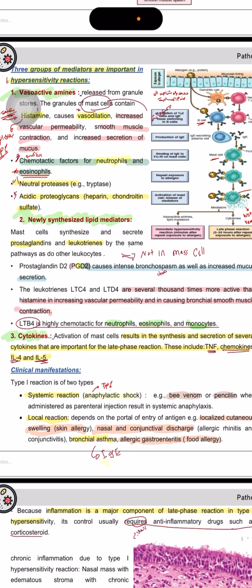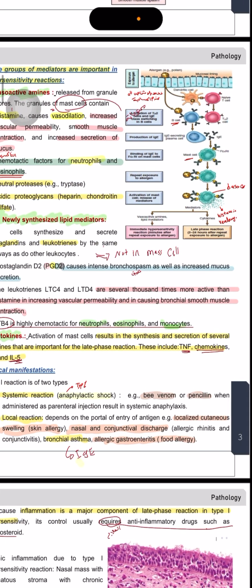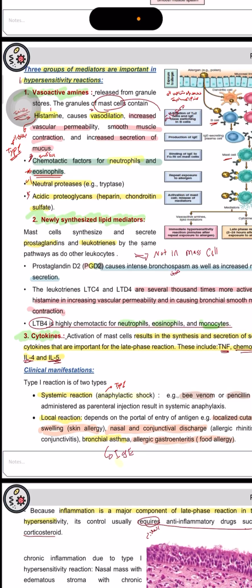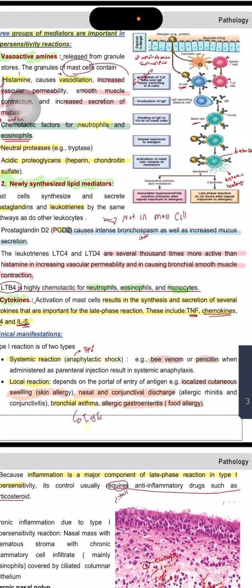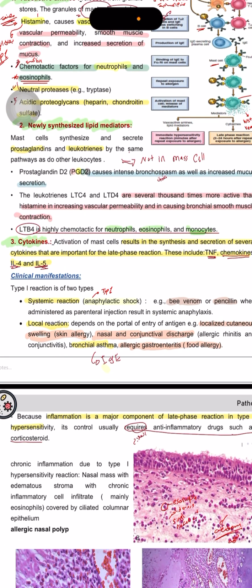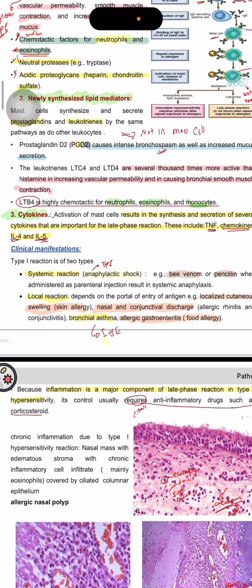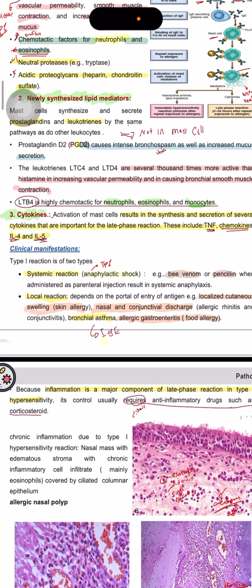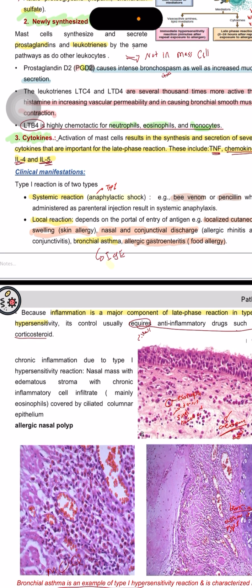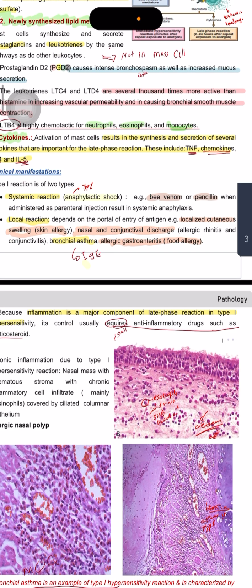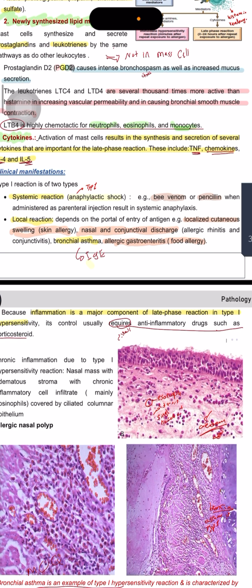The activation of mast cells results in synthesis and secretion of several cytokines that are important for the late phase reaction, like TNF. There are two types of clinical manifestation of hypersensitivity type 1: systemic, like anaphylactic shock, and local reaction in skin allergy, food allergy, allergic rhinitis, allergic conjunctivitis, and bronchial asthma. Hypersensitivity type 1 may be associated with inflammation, especially in the late phase reaction.